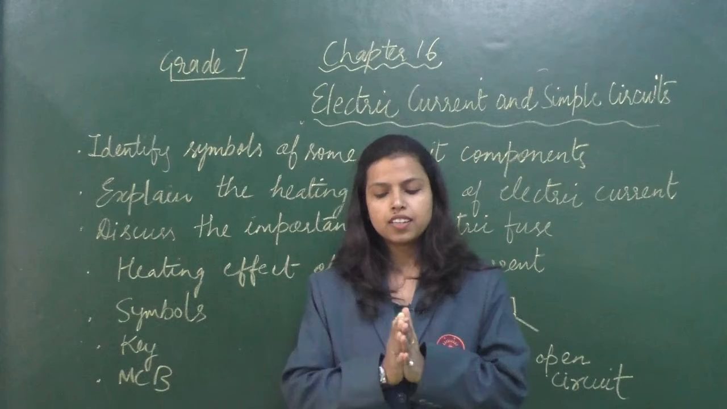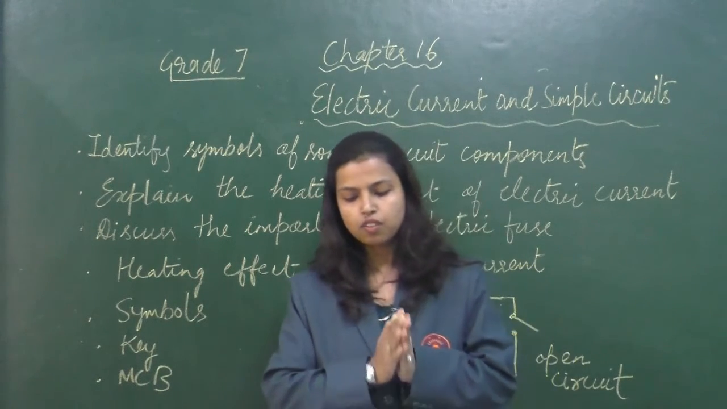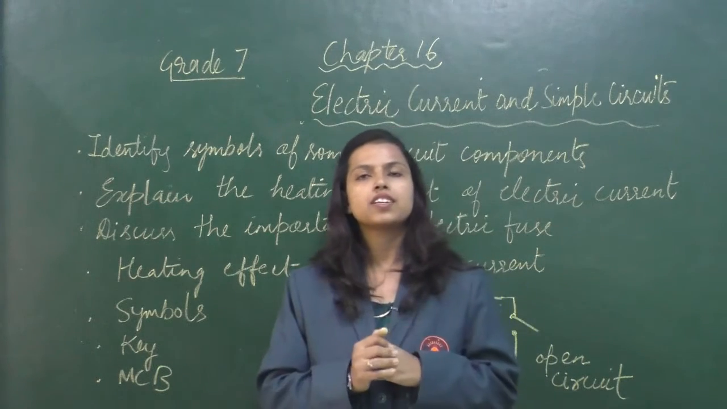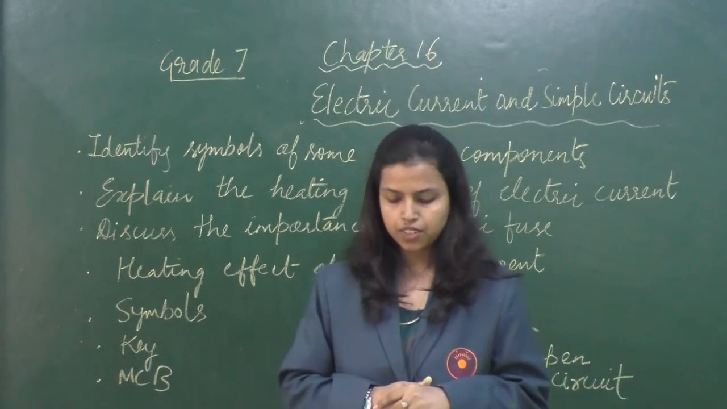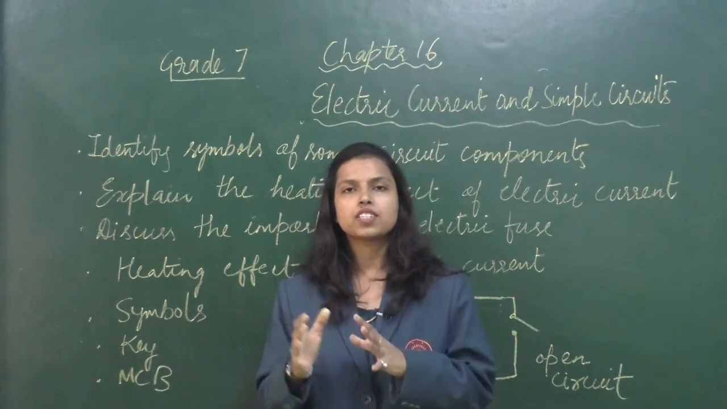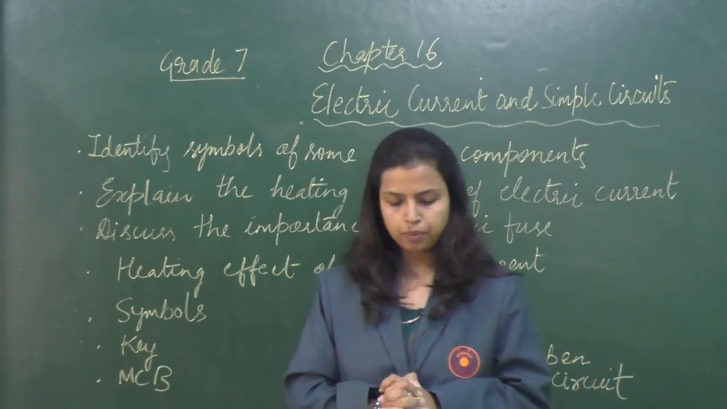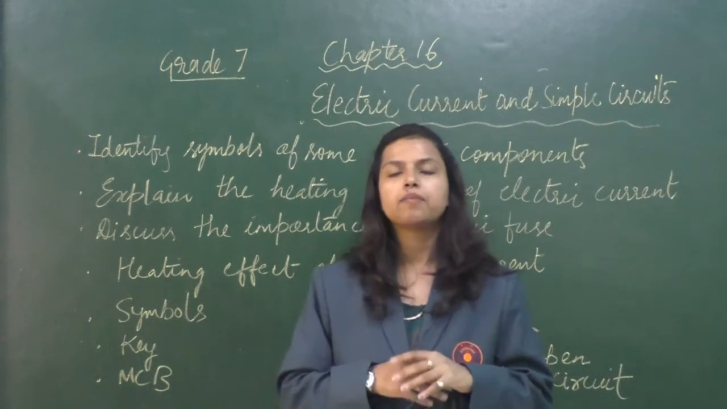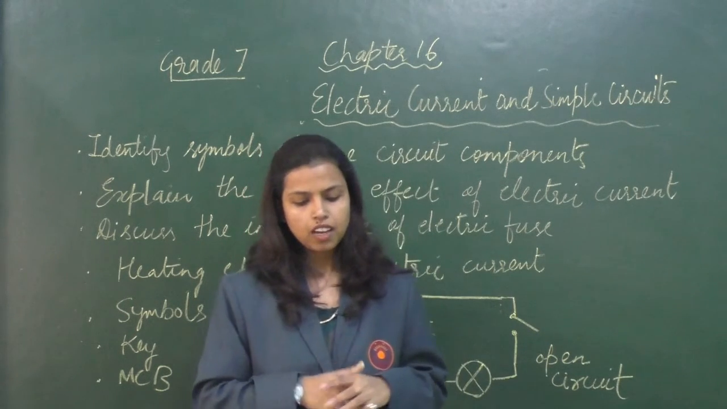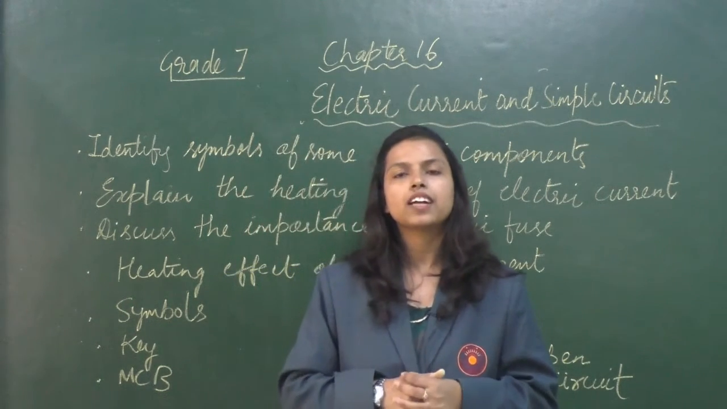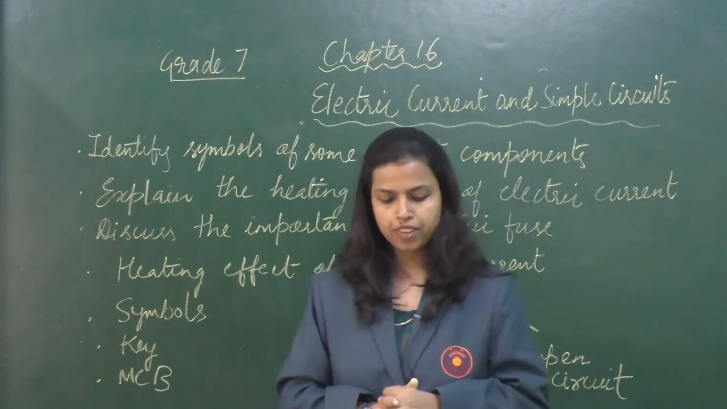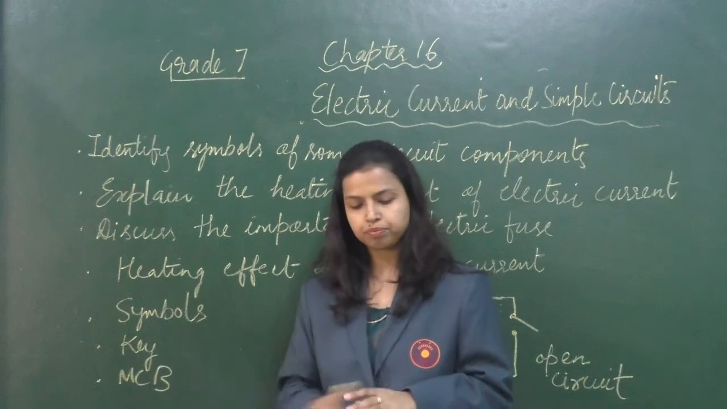So electric cell is a simple device which is used to generate electricity. Electricity is produced by a chemical reaction. It has a positive terminal and a negative terminal. In the symbol of an electric cell, the long line represents the positive terminal and the thicker, smaller line represents the negative terminal.